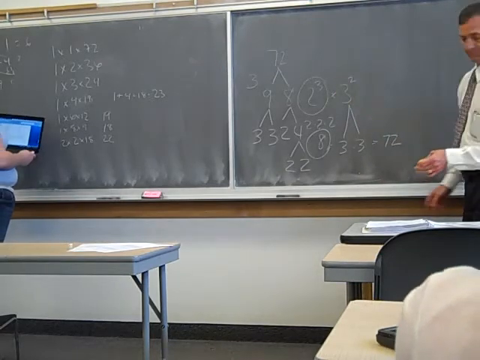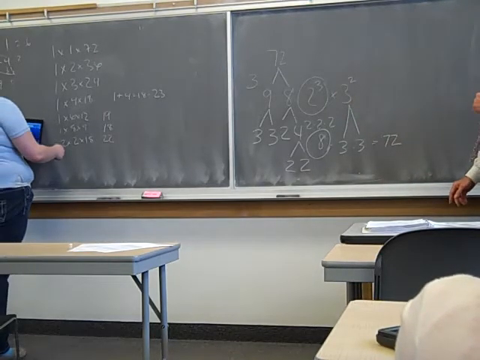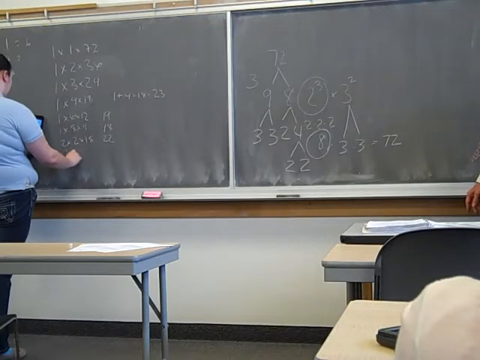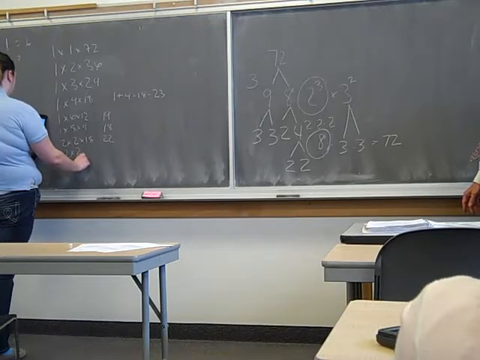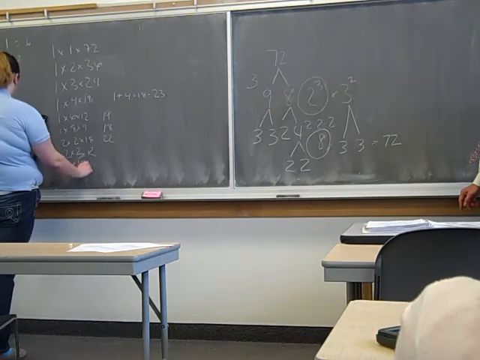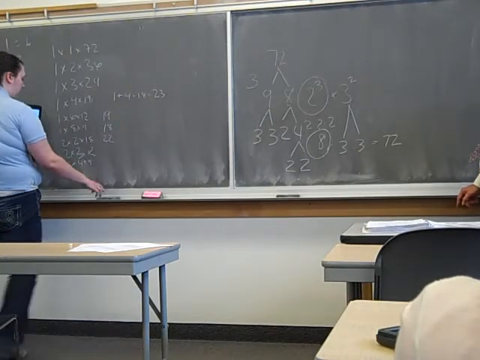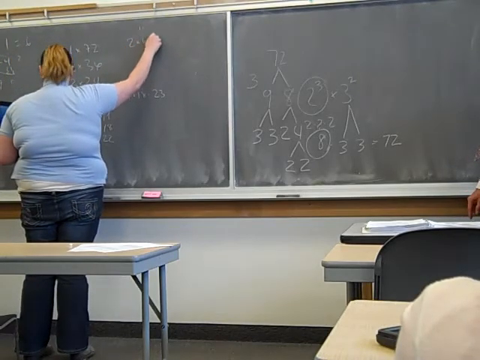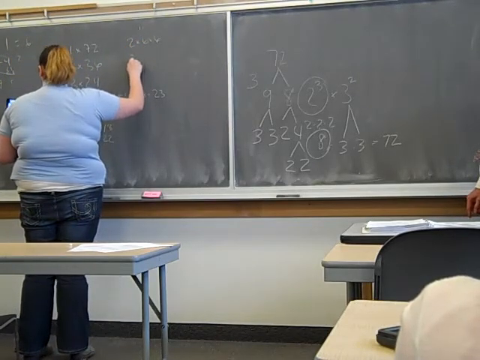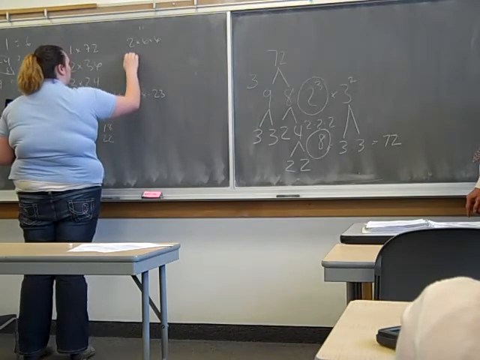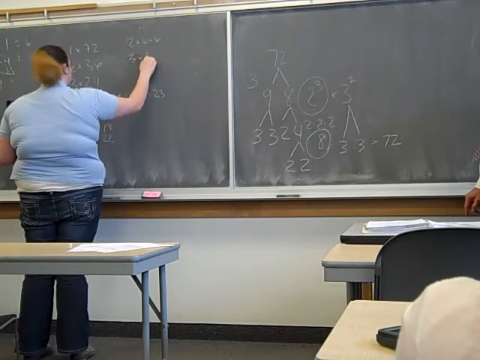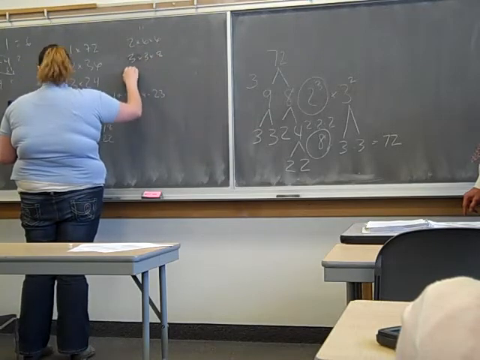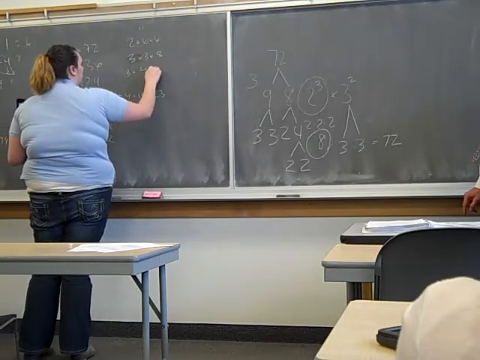Keep going. Okay, so 2 times 2 times 18. Give us your whole 2 list. Then 2 times 3 times 12, 2 times 4 times 9, and then 2 times 6 times 6, or 3 times 3 times 8, and 3 times 4 times 6.